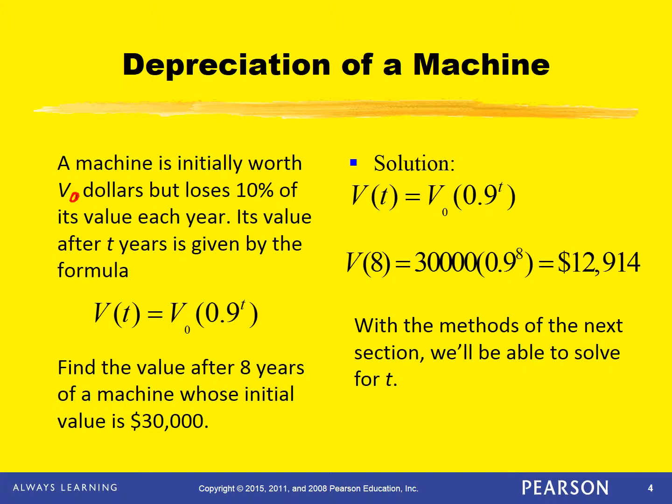We might have had a different problem. Not in this section, but in the next. With the methods of the next section, we'll be able to solve for t. You know, what if they said, how long would it take for the machine's value to depreciate to $12,914? Well, we would have had to solve for t in that equation, and that requires methods that we don't know yet that we're going to learn in the next section.